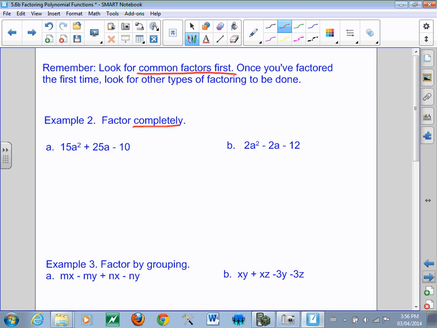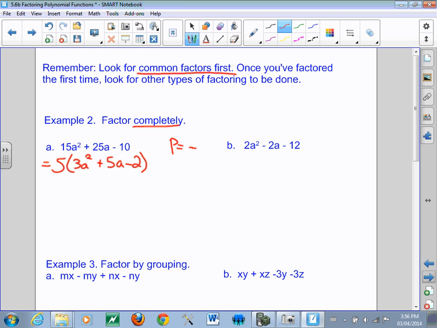Okay, so let's take a look. We can do a common factor here. What goes into 15, 25, and 10? Well, that's 5. So what we have left over after we divide everything by 5, you should have 3a squared plus 5a minus 2. Do you think we can do a product and sum without doing this? Actually, no. We'll keep it simple. We'll keep going with it.